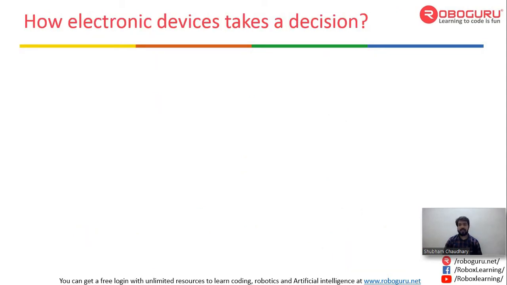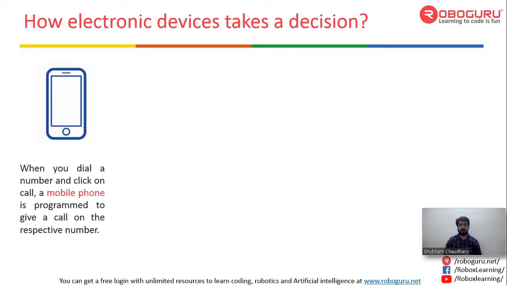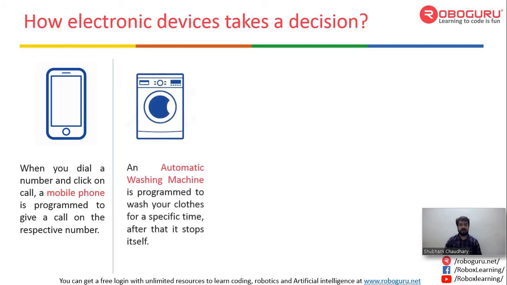Similarly, electronic devices, we have to allow them to take certain decisions. For example, if we talk about a mobile phone, when you dial a number and click on call, the mobile phone is programmed to give a call on the respective number. Similarly, an automatic washing machine is programmed to wash your clothes for a specific time. After that, it stops itself.